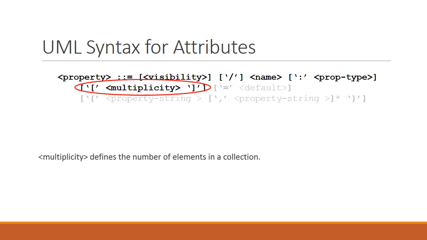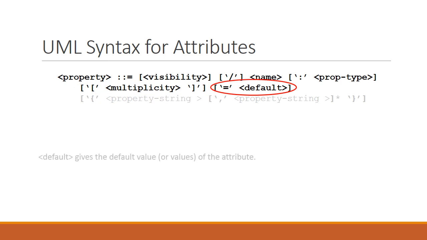The multiplicity defines the number of elements in a collection. You've seen something similar to this when you define arrays in your low-level programming language. So for example, the attribute enrolled students is actually a collection of students, and we see that this collection contains between 0 and 30 students. We can also give a default value or values to an attribute, and in order to do that, we put an equal sign in front of it. So for example, the default value of the balance attribute is 0.